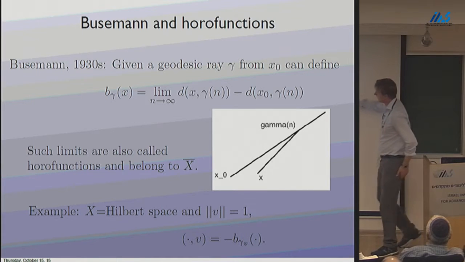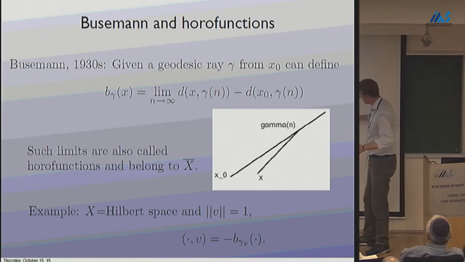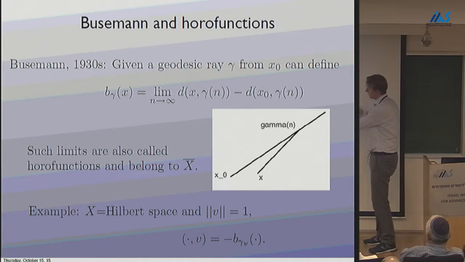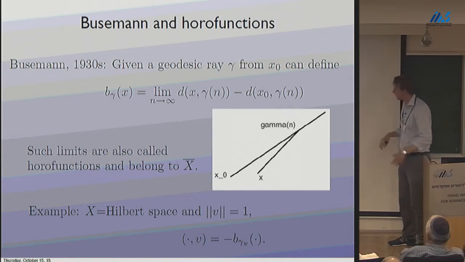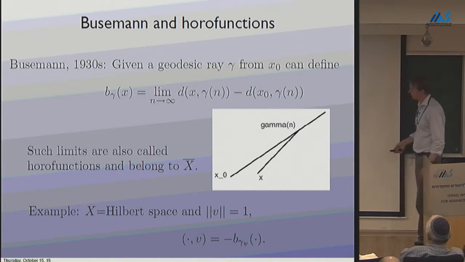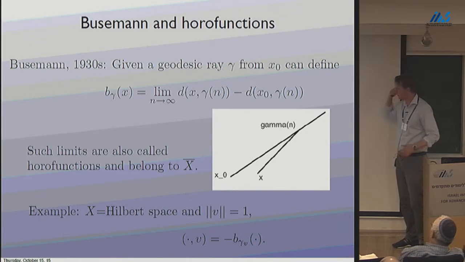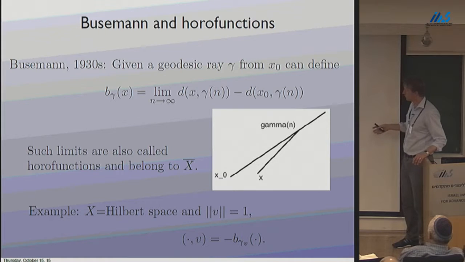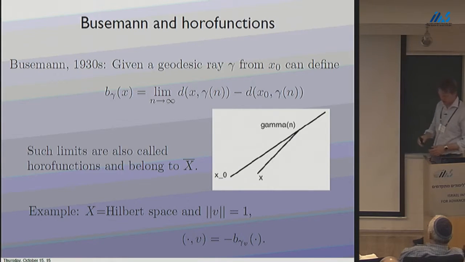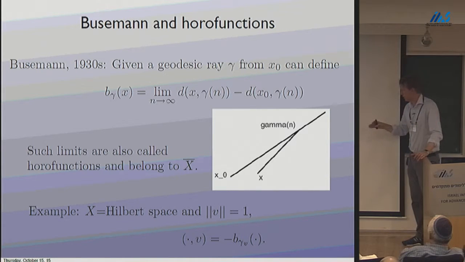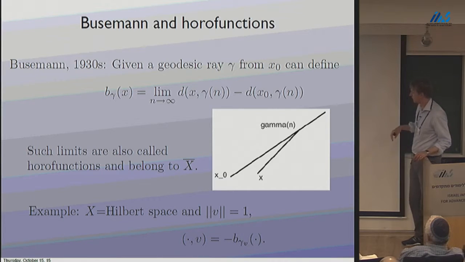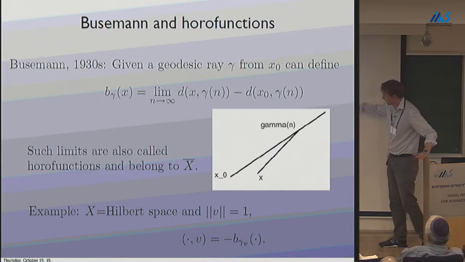He noted that this limit always exists, just by the triangle inequality, which gives monotonicity, and it is bounded, so you have a bounded monotone sequence. So there's a limit in any metric space. For example, you can do this for a Banach space. These are always convex functions, sometimes linear, depending on whether the unit sphere in the Banach space is smooth at this point. So without Hahn-Banach, we have these functionals, maybe one should say.